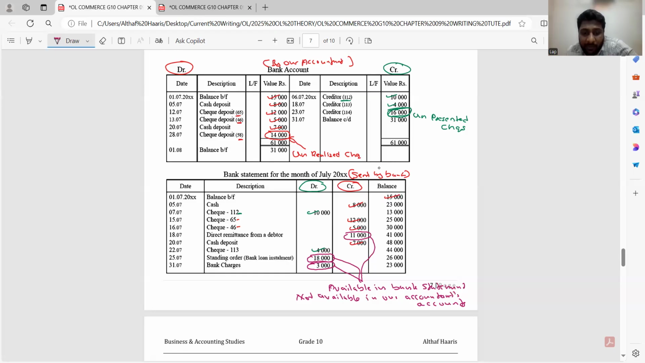Direct remittance from the debtor. Yada anything maru salli gilla dala. How the hell will my accountant know? And standing order done by the bank and the bank charges. So our accountant, he didn't know about this.